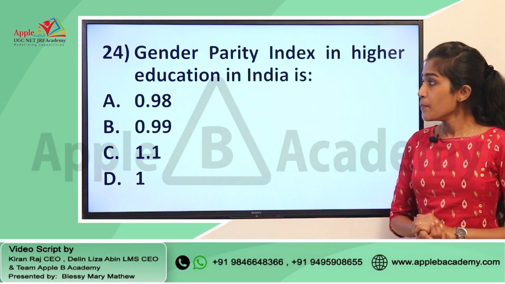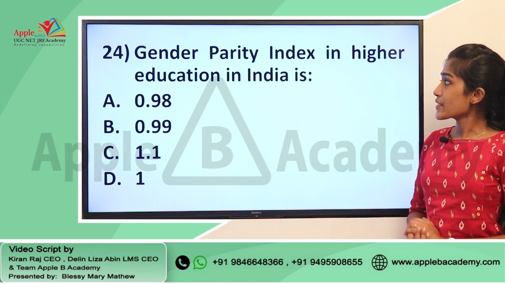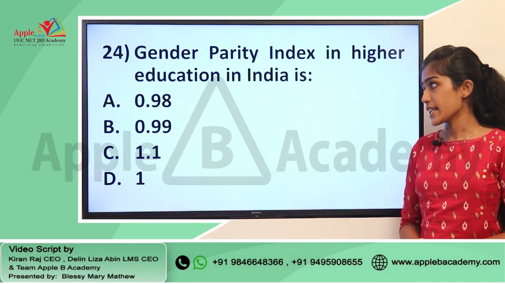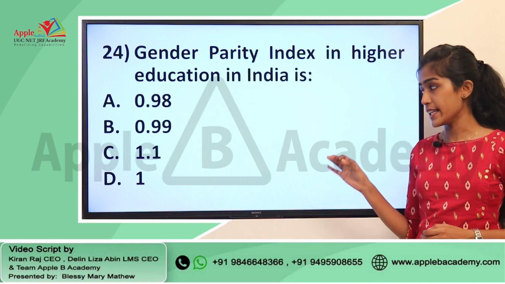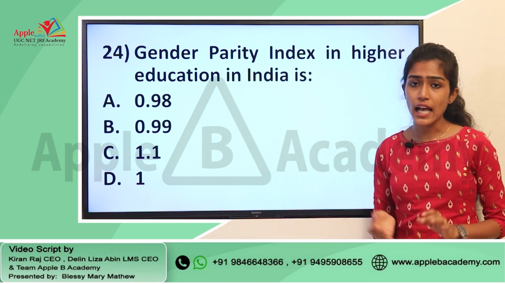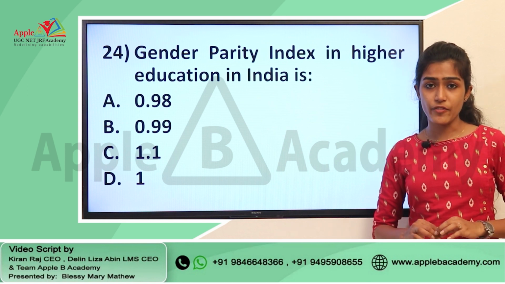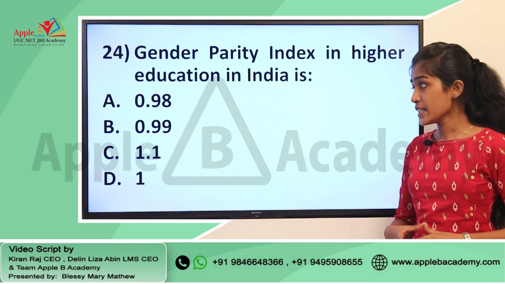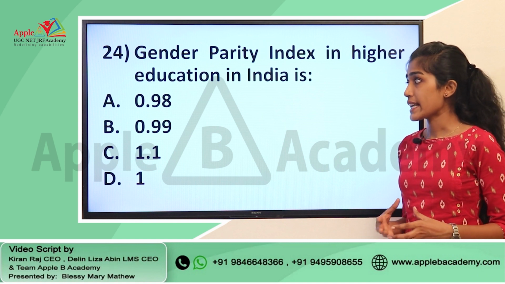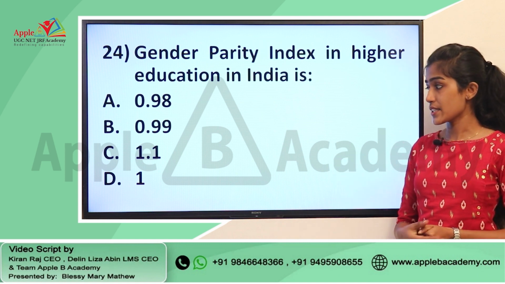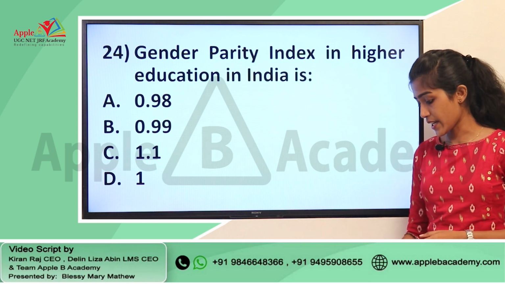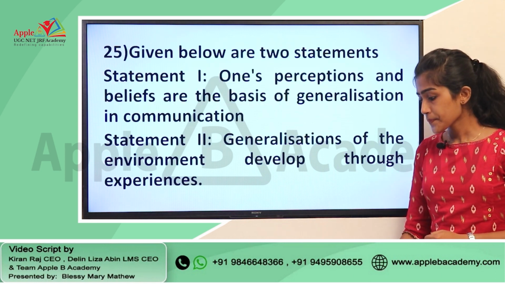Alright. Moving to the next question, gender parity index in higher education in India is, and you have the options 0.98, 0.99, 1.1 and 1. So, this is from the module higher education system, but this is a very general kind of question, and we have to identify the right answer for this question. Gender parity index in higher education in India is 1. So, the option D is the right answer that is given.